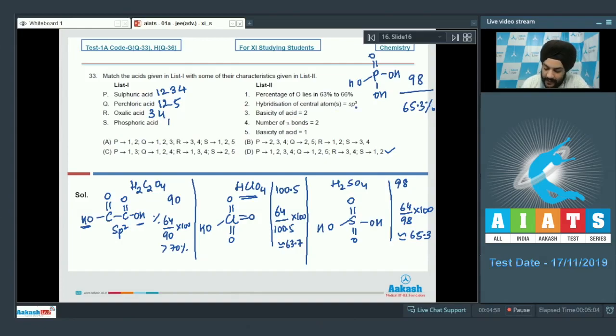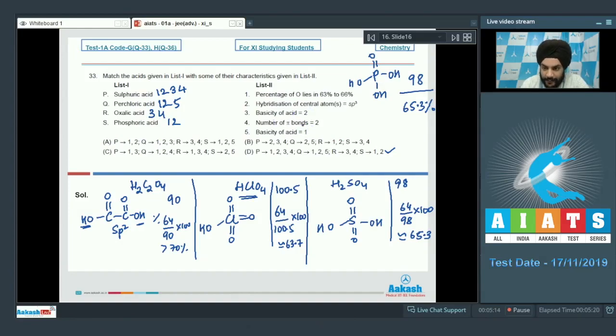Hybridization of central atom will be sp3. Phosphorus here is sp3 hybridized. So 2 will also be a match. If we talk about the third option now, basicity of acid is not 2, it is 3. So 3 and 5 will both not be matched with option S.